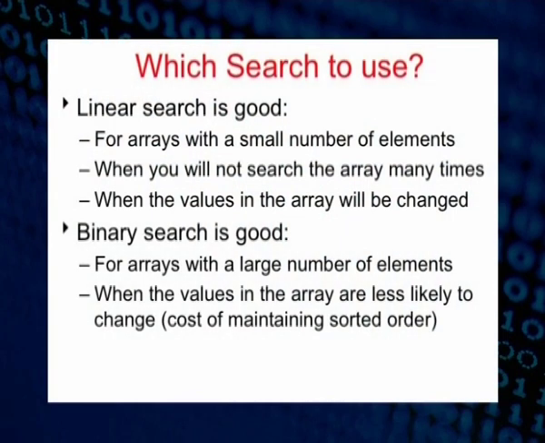Linear search is good for arrays with a small number of elements, when you will not search the array many times, when the values in the array will be changed. Binary search is good for arrays with a large number of elements, when the values in the array are less likely to change.